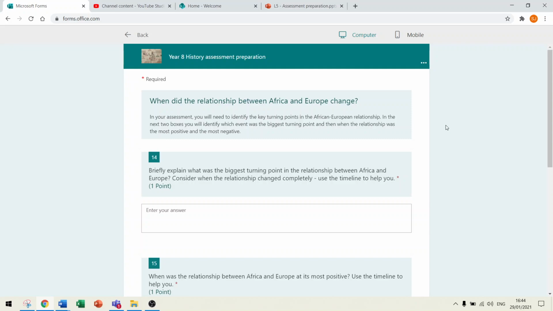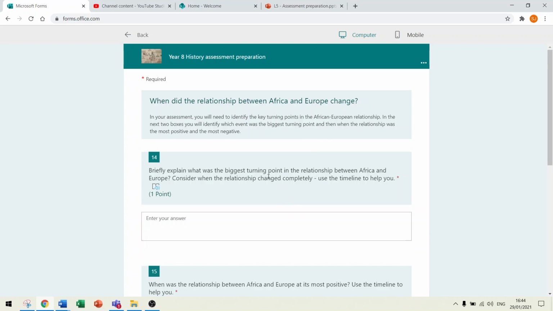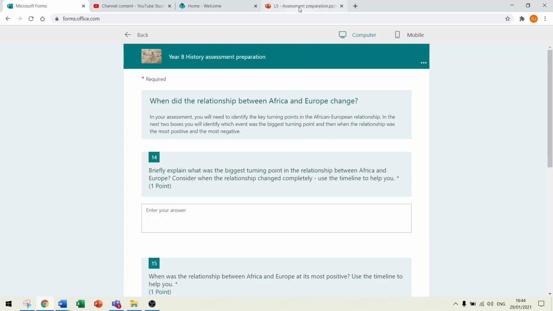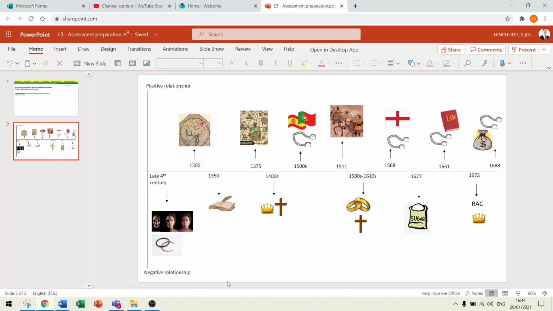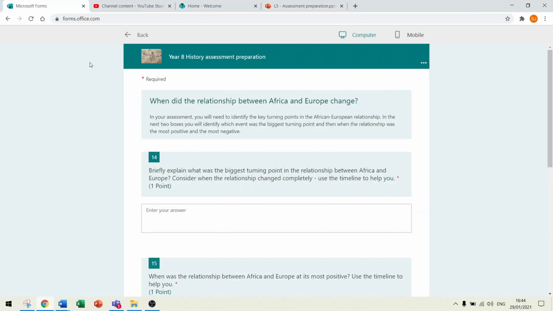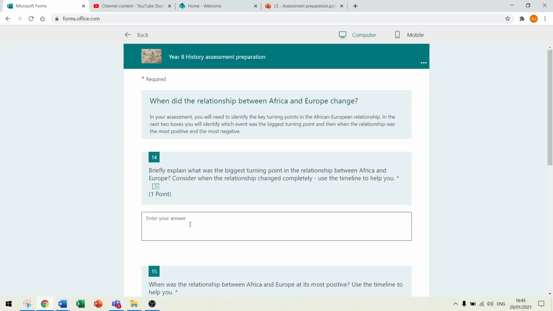Things completely change. Yeah. So what you will need to do in the next two boxes is identify what you think was the biggest turning point with this relationship between Africa and Europe. So what I advise you to do is to use the timeline. So again, I will send the timeline out as well, or Mrs. Green will, and use that to help you to think, right, when did the relationship between Africa and Europe completely change? Okay, it doesn't have to be negative, it doesn't have to be positive. And just briefly, as it says, briefly explain your answer here.